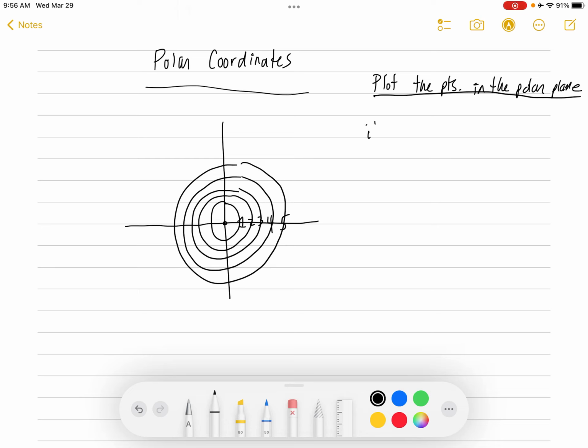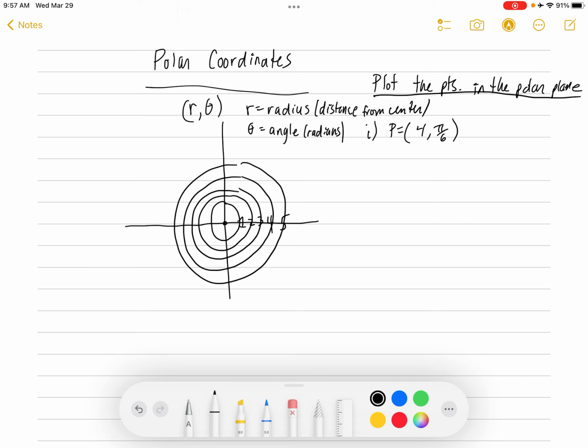So to do polar coordinates, we're going to have first radii and then angles. So number 1, let's say I wanted to plot the point 4, pi over 6. So polar coordinates are of the form r, theta. r equals the radius, or the distance from the center. And theta is the angle in radians. Not degrees, but radians measure.